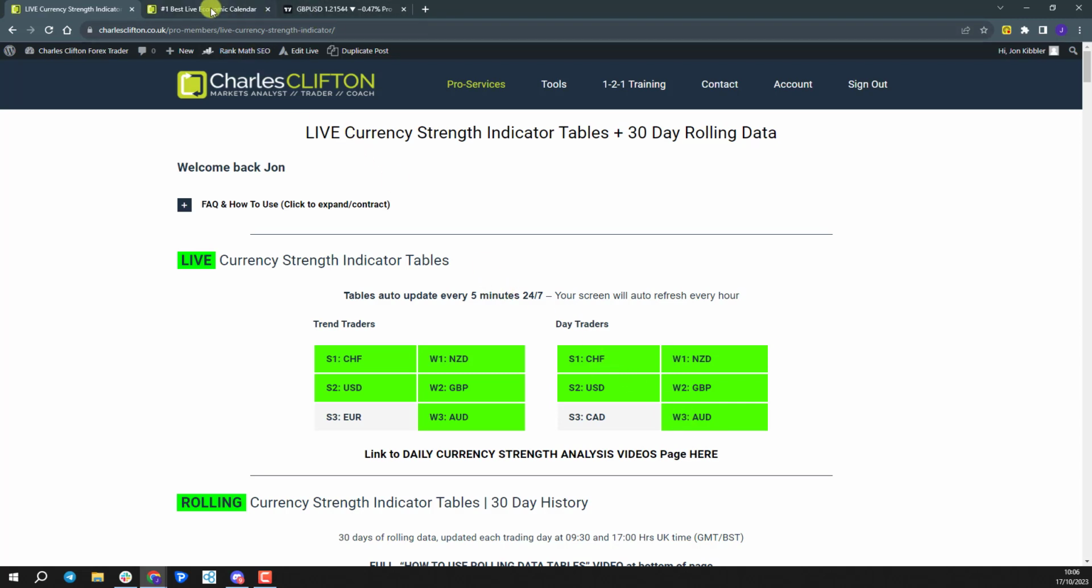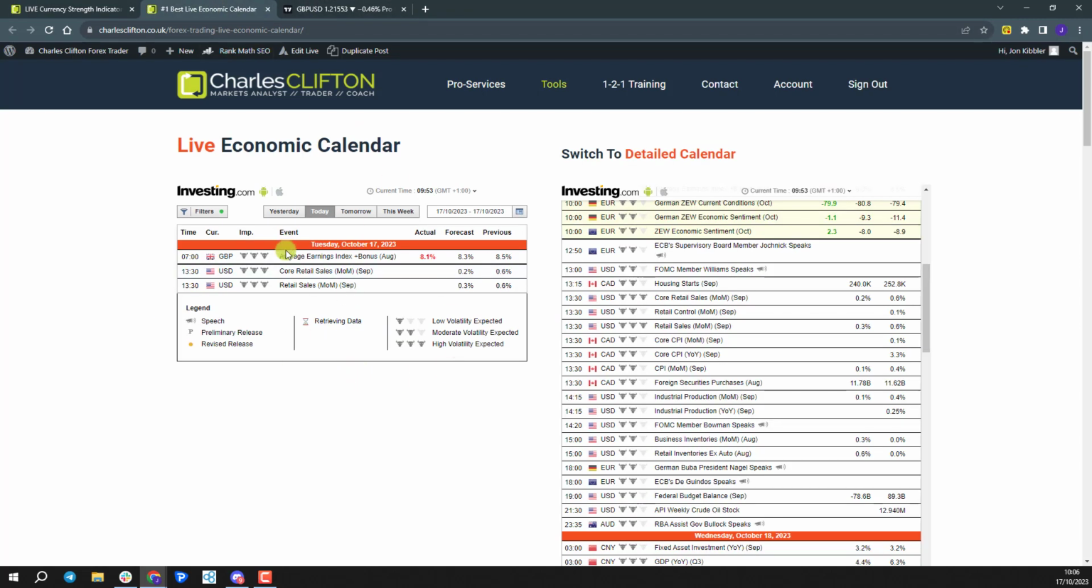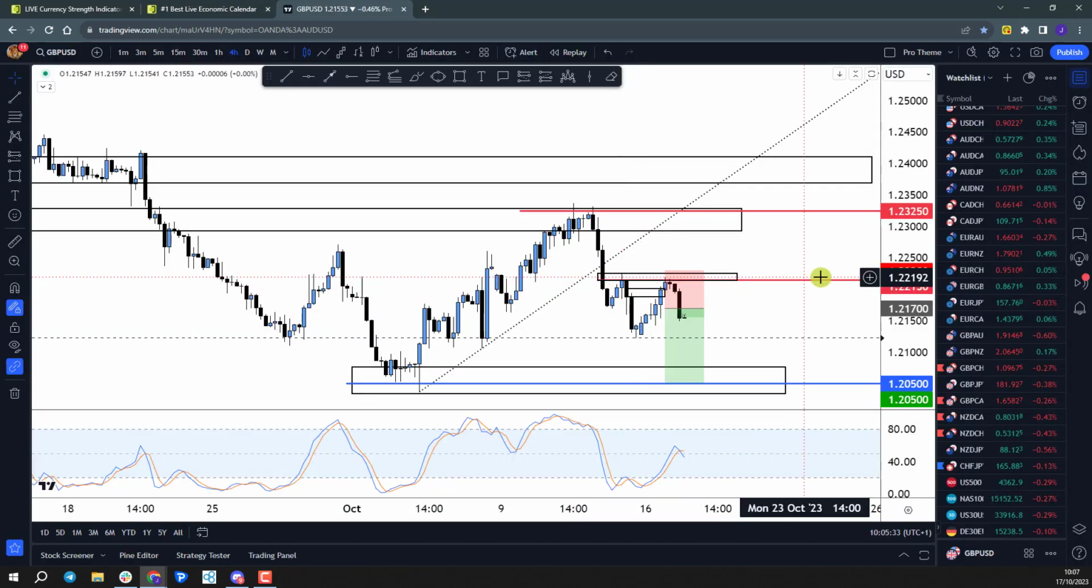So let's first of all jump over to what's on the slate today. We did have an average earnings index out of the UK at 7 o'clock. That came in negative, and we've seen the pound fall off the back of that. This afternoon at 1:30 we have core retail sales and retail sales out of the US. So we are trading cable at the moment, so cable is one to watch. Let's head straight over to cable now.